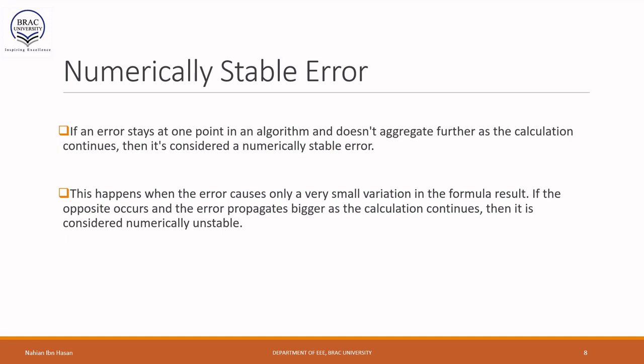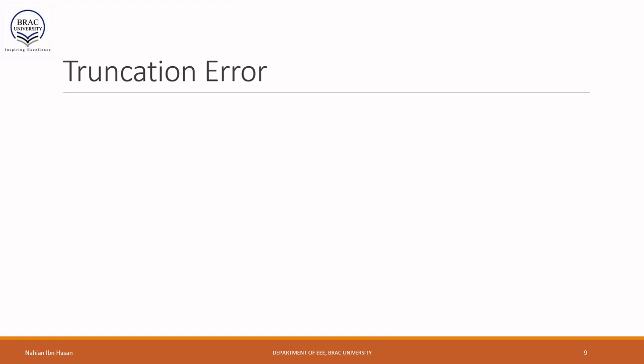But sometimes it may happen that from iteration to iteration the error grows larger, and sometimes it goes beyond your control, and that is numerically unstable error. So these are two different types of errors: when the error is stable, it is numerically stable error, and whenever the error goes beyond the control, then it is called numerically unstable.